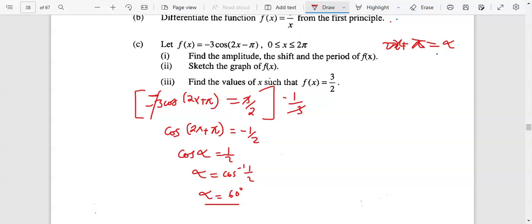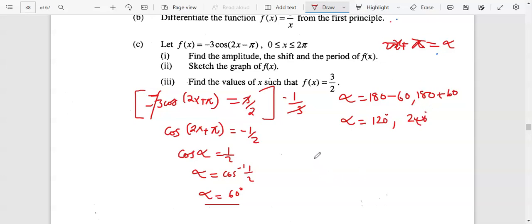But we want where cosine is negative. So which quadrants is cosine negative? Second and third. How do you find angles in the second? It is 180 minus the angle that you have found. And then in the third, 180 plus the angle that you have found. So alpha is going to give us 120 and alpha is going to give us 240.